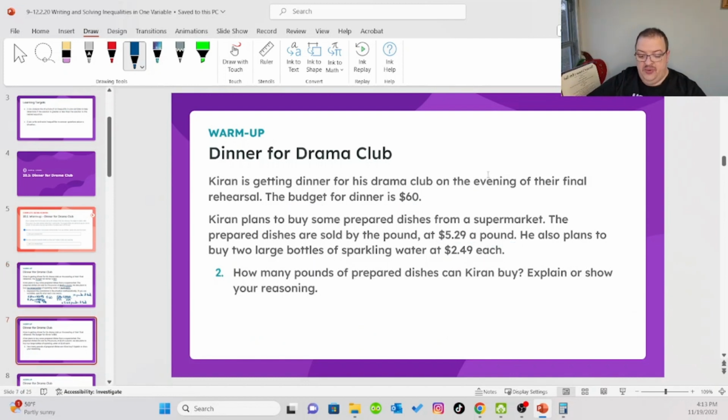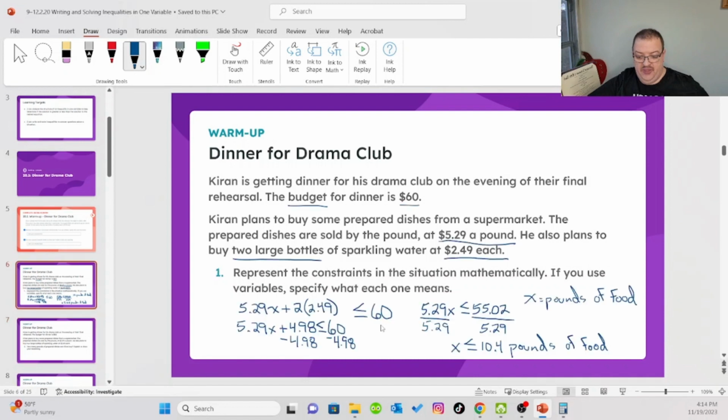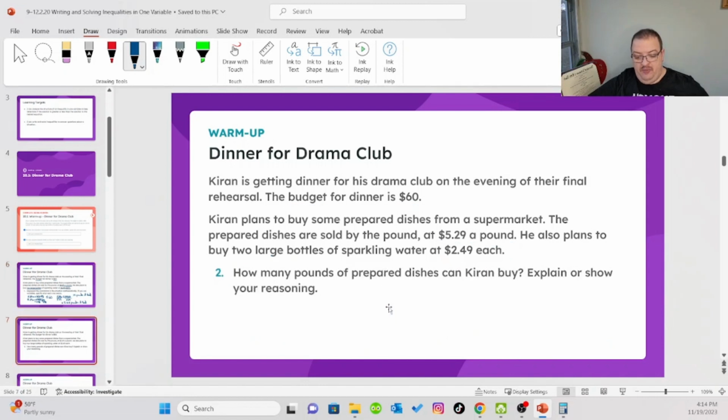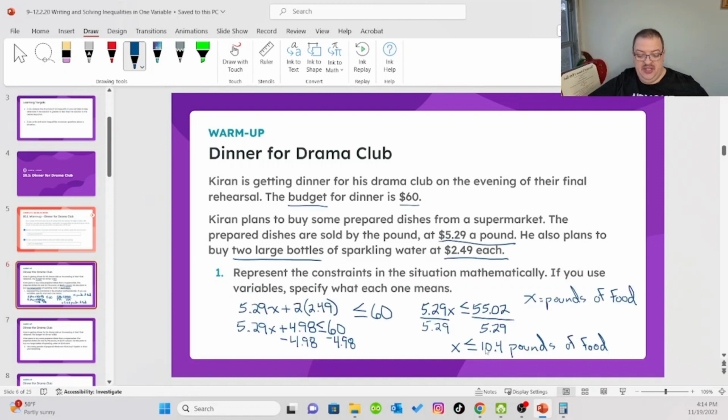Now they want to know how many pounds of prepared dishes Kieran can buy. So that's what we found on this previous problem. They wanted us in number one to just represent it, and that was our inequality we wrote here. And then number two wanted us to solve it, which I already went ahead and did. And we found out that it would be 10.4 pounds of food or less.